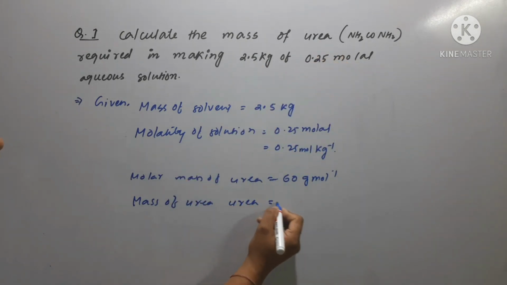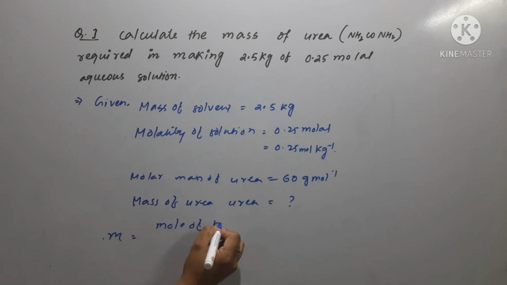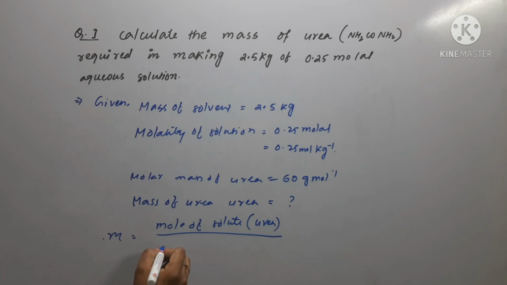So mass of urea equal to what? Let's see, it is a question here. Now what do we know, guys? We have the definition of molality. Molality, which is small m, is the moles of solute. What is the solute here, guys? It is urea, right? Divided by the mass of solvent, which should be in kg. So if you place the values here, molality is given to you.